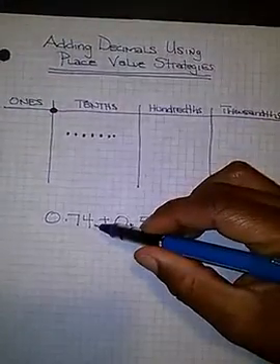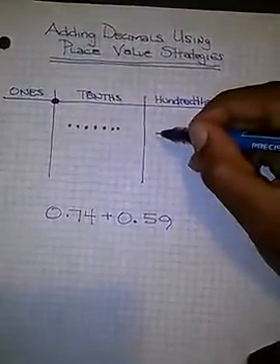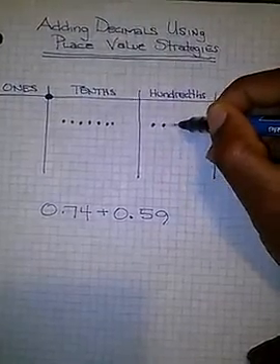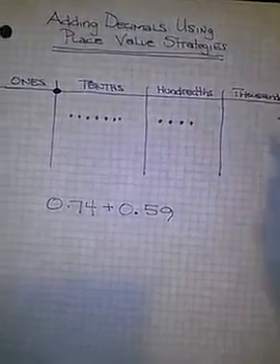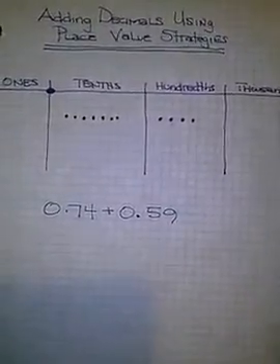And we will move on to the next place value, which is the hundredths. There's a 4, so we'll represent 4 circles. There are no thousandths, so I will leave the thousandths column blank for this example.